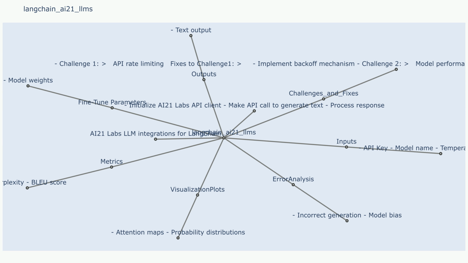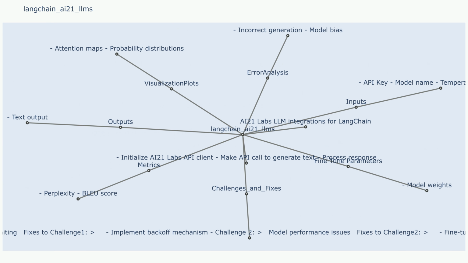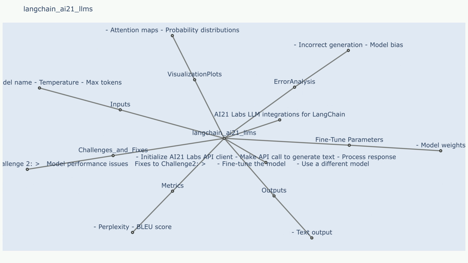Metrics. Metric 1: accuracy. Evaluate the model's ability to generate accurate and relevant responses based on the task. Metric 2: coherence and fluency. Assess the quality and flow of the generated text, ensuring it is grammatically correct and readable.